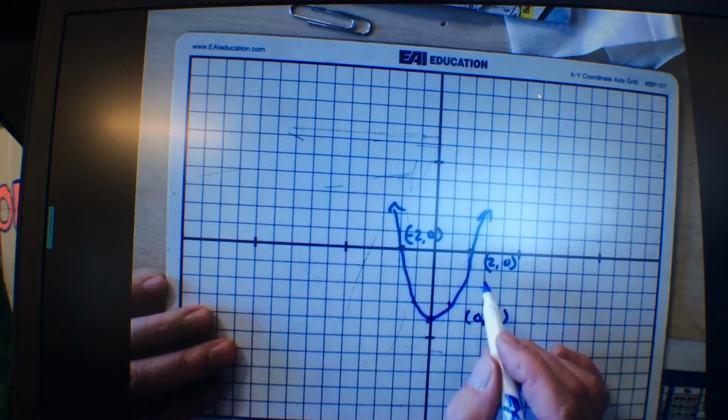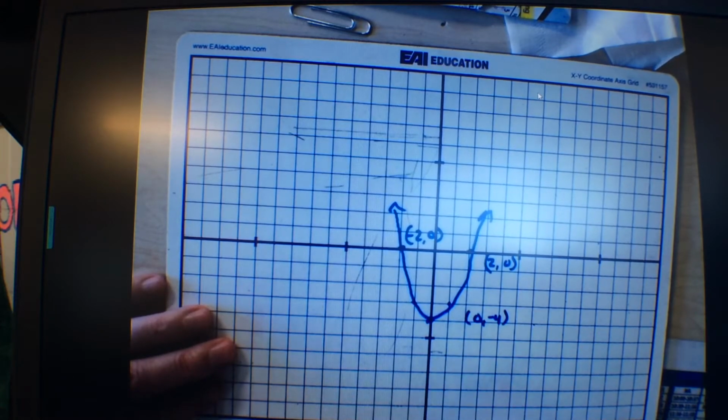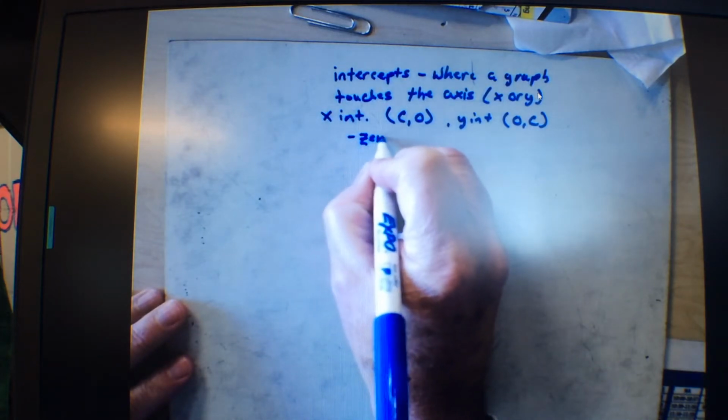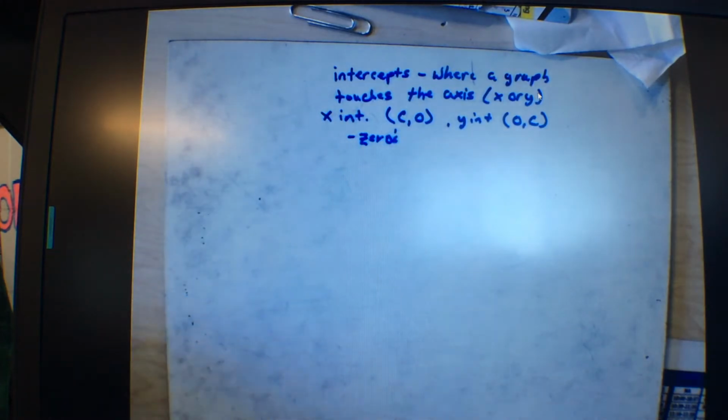Sometimes the x-intercepts are called zeros of the function. Okay, I'm going to take this out, look at the next one. If I do this, these are sometimes called zeros of the function. Okay, they're also called solutions. There's lots of different names for them. Okay, we're going to look at x and y intercepts of certain functions, and then we're going to use a root to find how to find them.